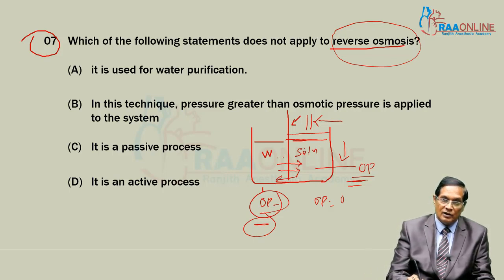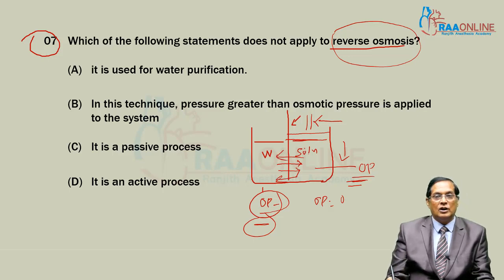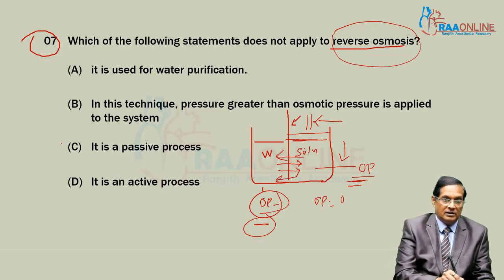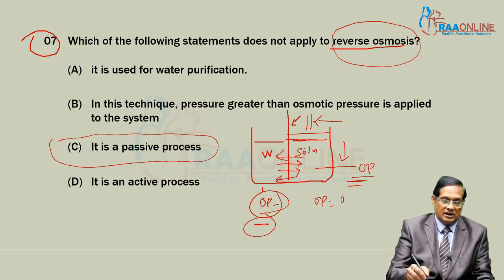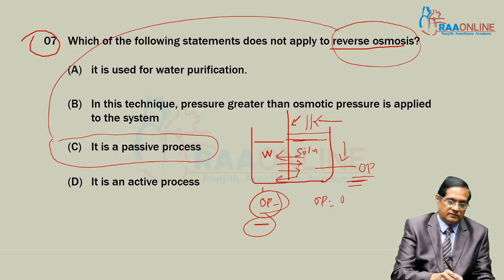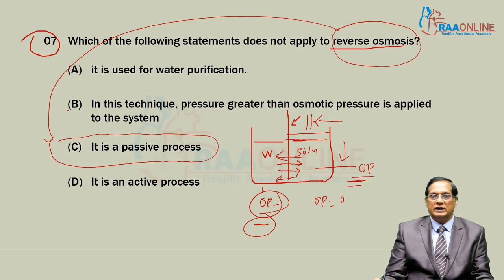In that case solvent moves across the membrane against concentration gradient, so that we can say this process is passive, that is, reverse osmosis is passive. That's wrong. It is an active process. Pressure should be applied over solution.